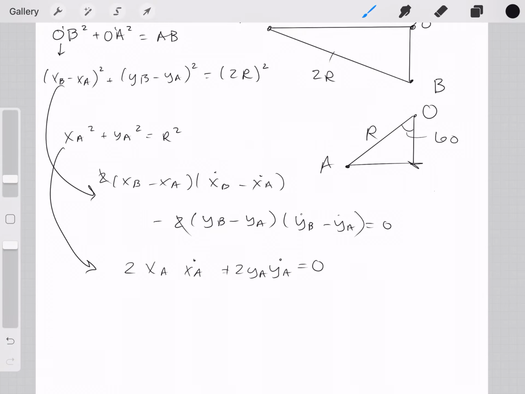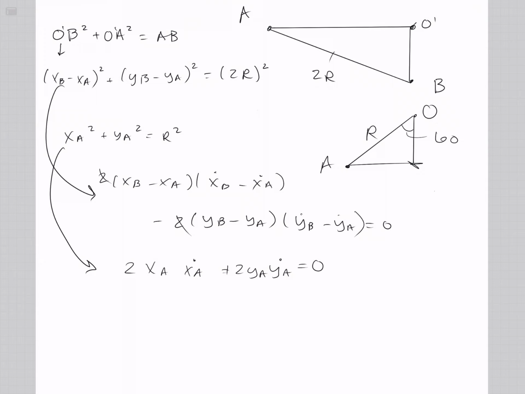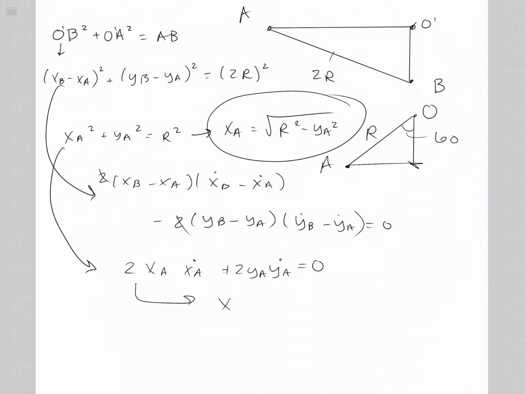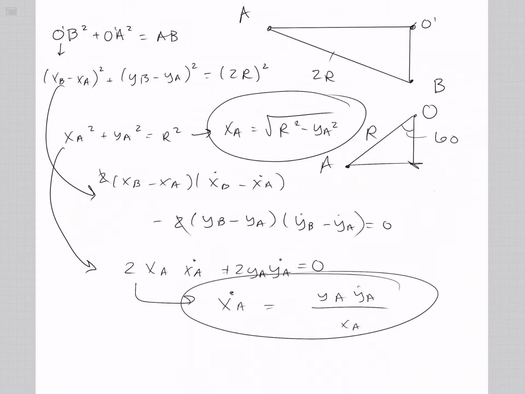So let's erase this, clean up some space, and solve for x of a in this problem. We'll get that it is the square root of r squared minus y of a squared, and we'll use this value later. We can also solve for x of a dot here and get y of a times y of a dot over x of a, with a negative sign. And once again, we will use that later as well.